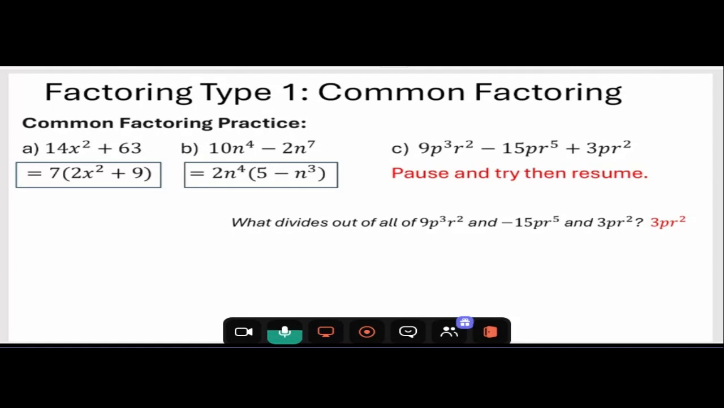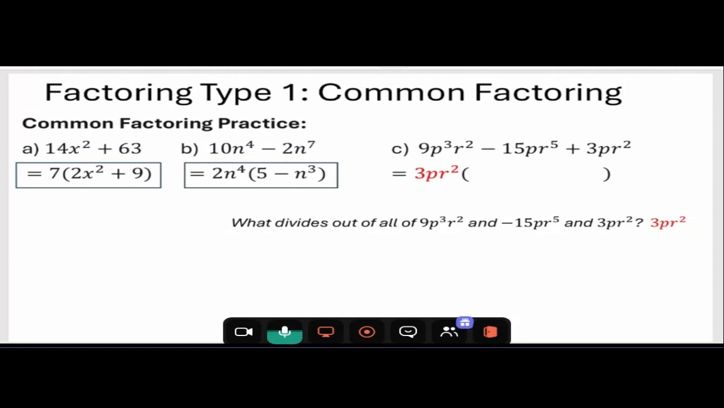And then why don't you try finishing that off, so that 3pr squared is going to go out front, the thing that you're pulling out, and try those 3 divisions to see what's left behind. Okay, so we recognize that 3pr squared can be divided out of every single term. So we pull that out, is the phrase you'll hear. We write it out front with a bracket behind it.